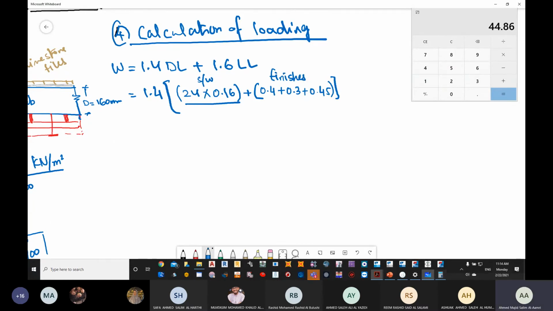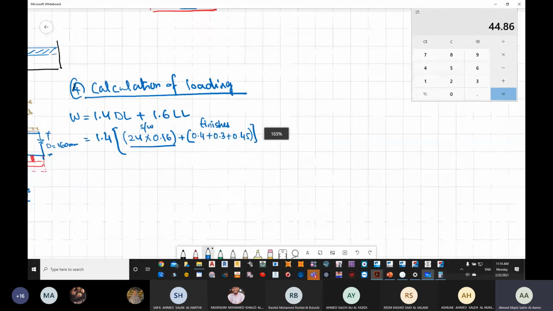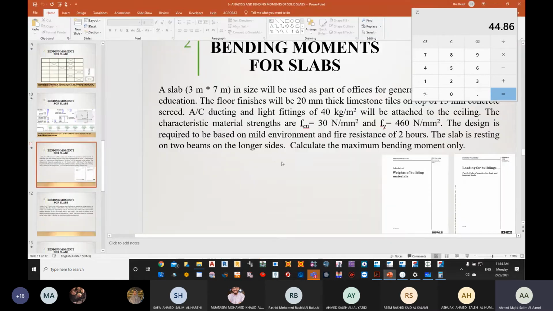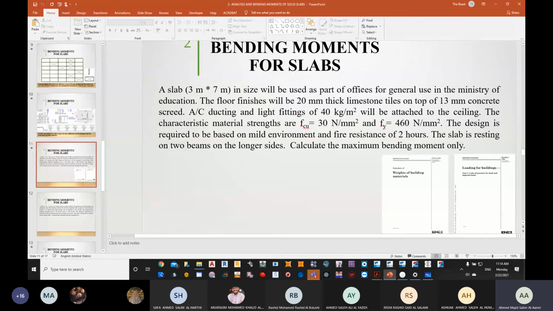After we have calculated the dead load, we need to calculate our live load. So our live load factor is 1.6 multiplied. Once again, the live load has not been given. We need to know how to get that particular live load. If we return back to our problem, you will see that the slab is used for part of offices for general use. So it is going to be an office for general use.